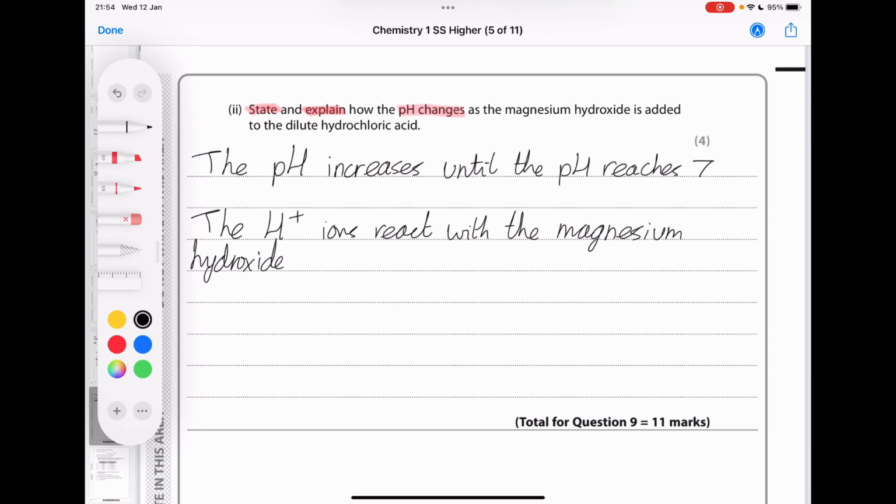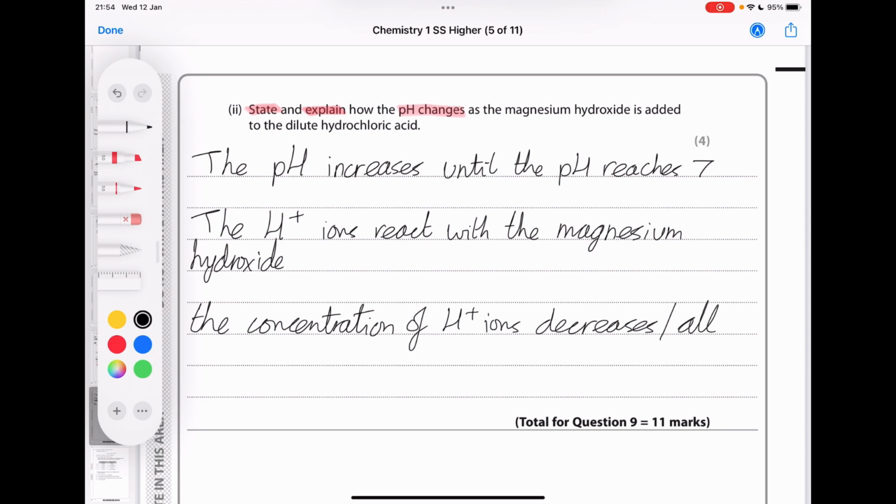And therefore the concentration of hydrogen ions decreases, which means the pH has increased. You didn't have to use those exact words. We could have said all of the hydrogen ions have reacted.